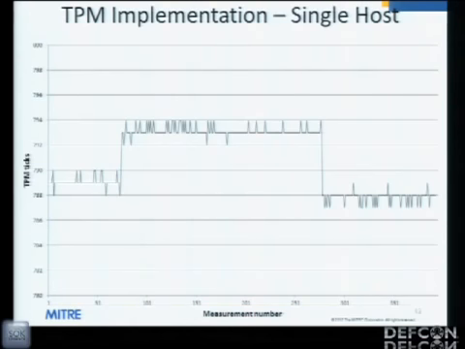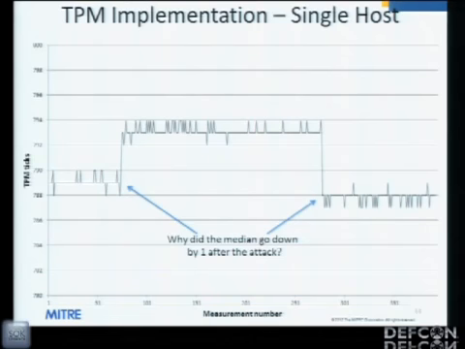All right, so here's that TPM implementation on a single host, and you can see it's much like the diagram I showed you before. The attack is installed in the middle, obviously, and we have a very distinguishable difference between attack installed and attack not installed, so we can detect that. Notice down here on the right, the median goes down after the attack is installed, and we really have no idea why that's happening because there's a lot of mysterious things happening with the TPM that we don't understand.